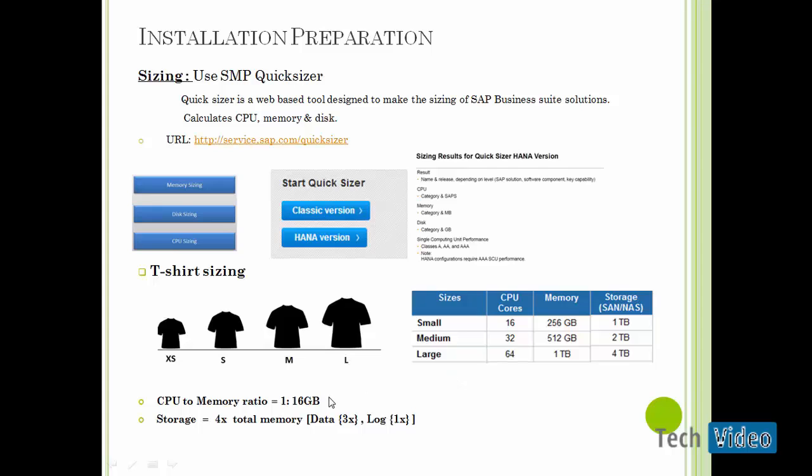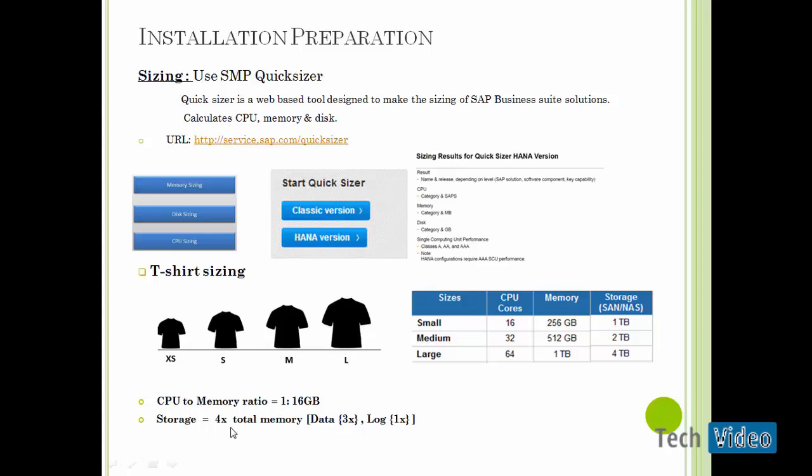So a basic formula that has to be used, the recommended one for sizing CPU and storage, is as follows. The CPU to memory ratio should be 1:16 GB. For every one CPU, 16 GB of main memory should be there. That's the basic formula used.